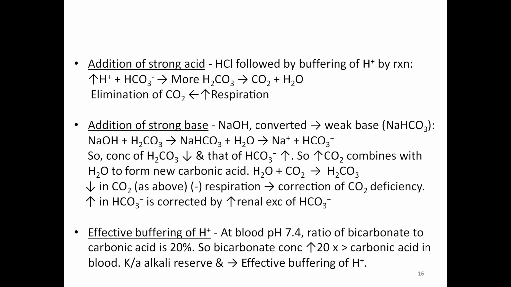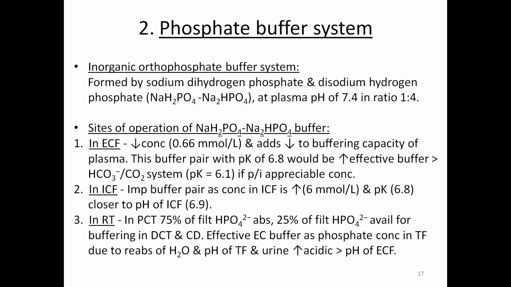Then, effective buffering of hydrogen ions. It is quite evident that at a blood pH of 7.4, the ratio of bicarb to carbonic acid is 20 to 1. So the bicarbonate concentration is much higher, approximately 20 times more than the carbonic acid in blood. This is referred to as the alkali reserve and is responsible for effective buffering of hydrogen ions. Now let's go on to the next buffer system, which is your phosphate buffer system.